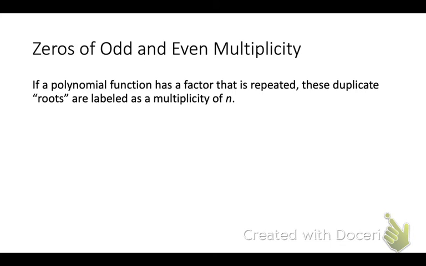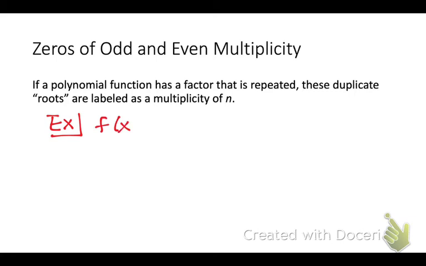Okay, so if a polynomial function has a factor that is repeated, these duplicate roots are labeled as a multiplicity of n. So if we have repeated factors, whatever the degree is on that repeated factor is going to be its multiplicity. And that n is whatever the degree is on that. Okay, so for example, I think this is the example in the next slide.